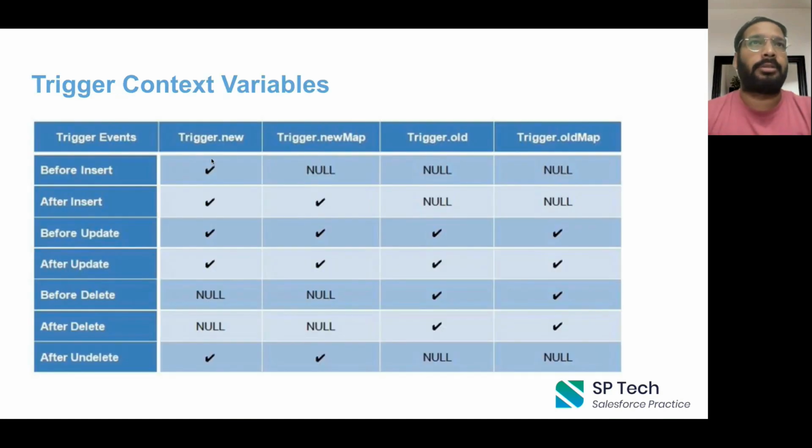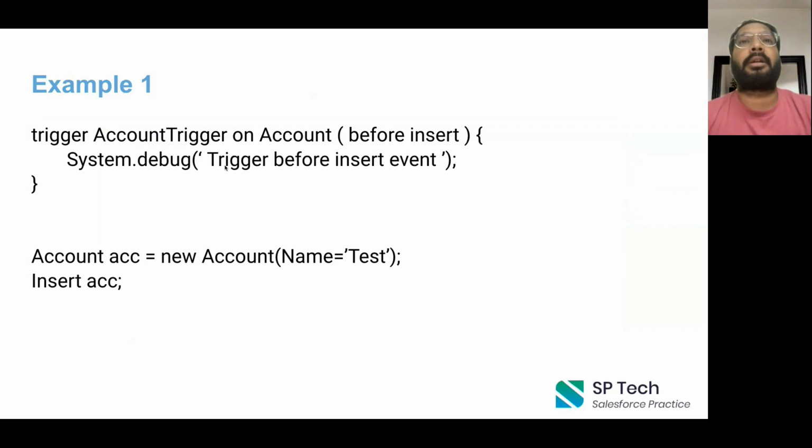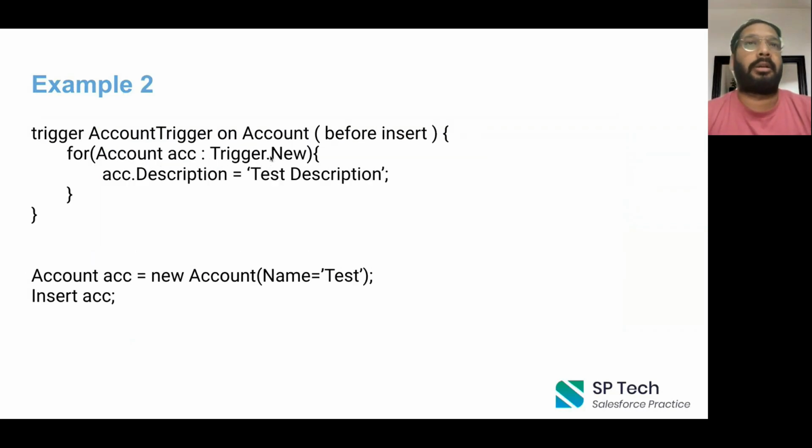So if I go back, here it is trigger.new. All the newly inserted records will be available under this trigger.new. It is a list, so we are iterating on this list. One by one, each record will go to this ACC, right? And in description, we are assigning a test description.